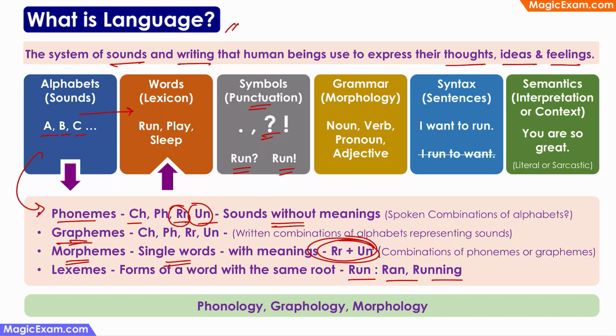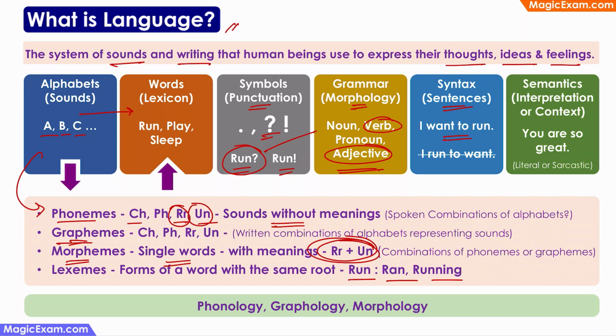Then there is grammar or morphology. So grammar or morphology is telling us what is this word. So is run a noun, or is run a verb, or is it an adjective? And then we come to syntax. That is, if we take these words and put them in a proper order using a proper syntax, then they become a sentence. For example, I want to run.